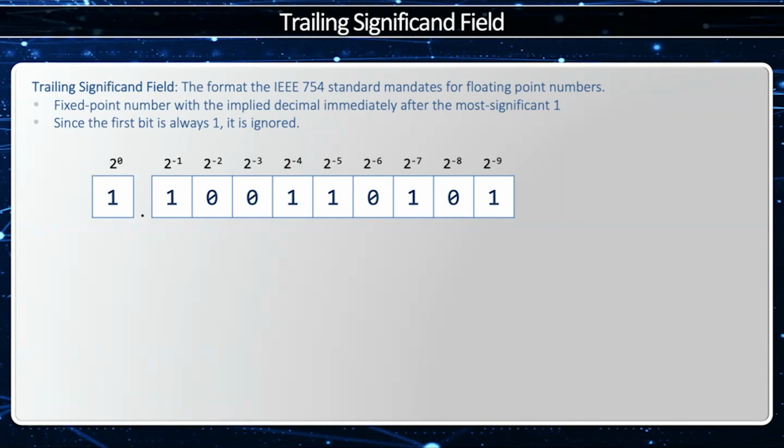Okay, so that means 1.10011001 actually becomes the 10011001. We just know there's a bit before the most significant bit, and we know the decimal point is right there. That's the trailing significand field. Okay, so let's see how we compute this.